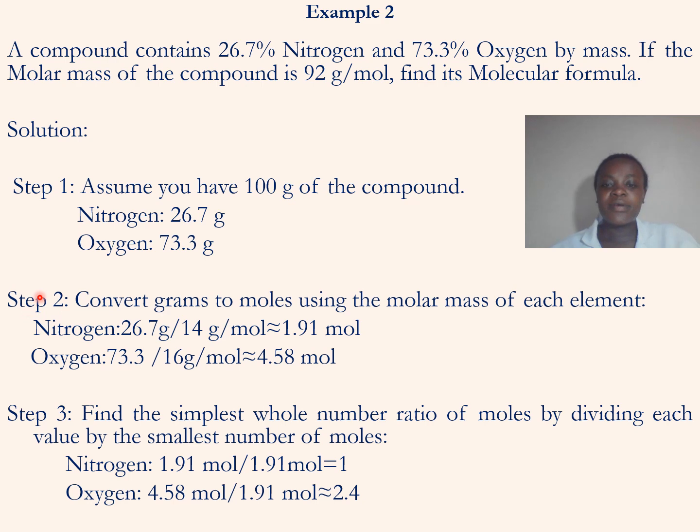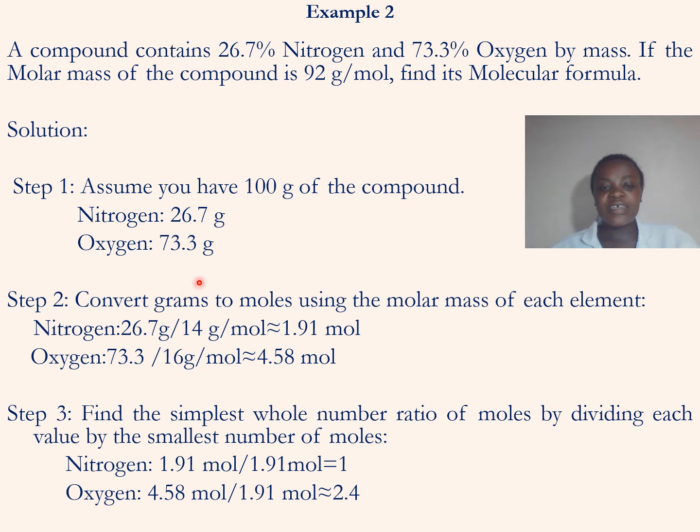So the first step, find the mass in grams. So convert the percentages to mass. So this is 26.7 grams and this is 73.3 grams. Step number 2, we convert the grams to moles. So how do we find the moles? Using the molar mass. So we are taking mass over molar mass. Mass of nitrogen we are given is 26.7 grams divided by its molar mass, which is 14. So that gives us 1.91 moles.